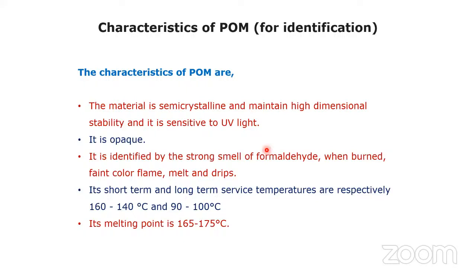Next are the characteristics of polyoxymethylene. For identification, the material is semi-crystalline and maintains high dimensional stability, and it is sensitive to UV light. It is opaque in nature. It is identified by the strong smell of formaldehyde. Why is it so? Because its raw material itself is formaldehyde. When burned, it shows a faint colored flame, and during burning it melts and drips down.